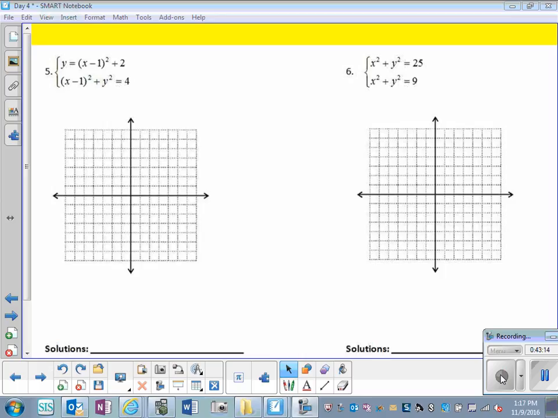All right, so tell me, number 5, the first one, how many exponents do you have? 1, so what is it? It's a parabola. How about the second one? What is it? It's a circle. Good. Oh, you know what? Let me use a different color.